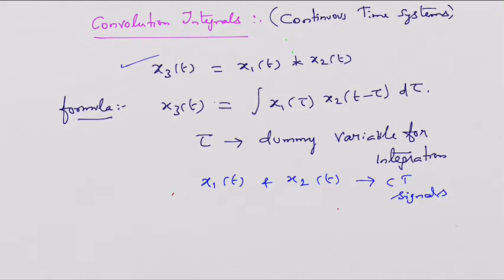The formula for convolution goes like this: integral x1 of tau, x2 of t minus tau into d tau. Integral limits will be from minus infinity to plus infinity. x1 of t, x2 of t, x3 of t will all be continuous time signals, and x3 of t is the signal obtained by convolving x1 of t with x2 of t. Tau is a dummy variable for integration, and the process of convolution is denoted by a small asterisk operator.